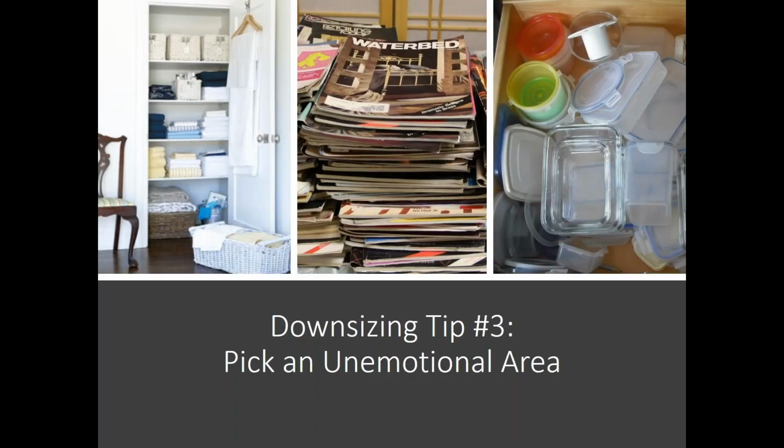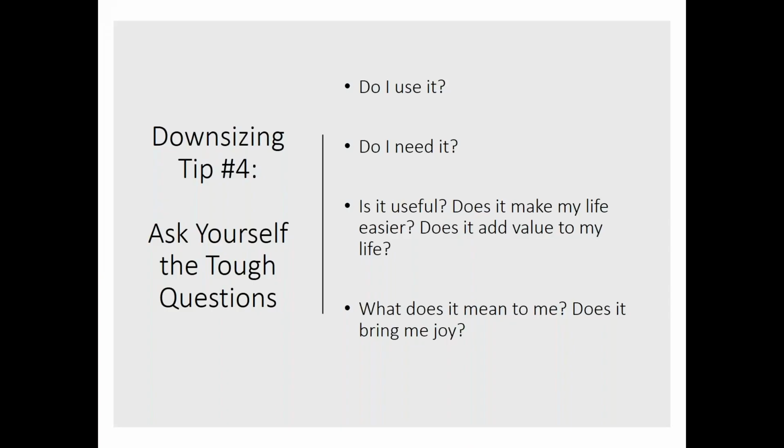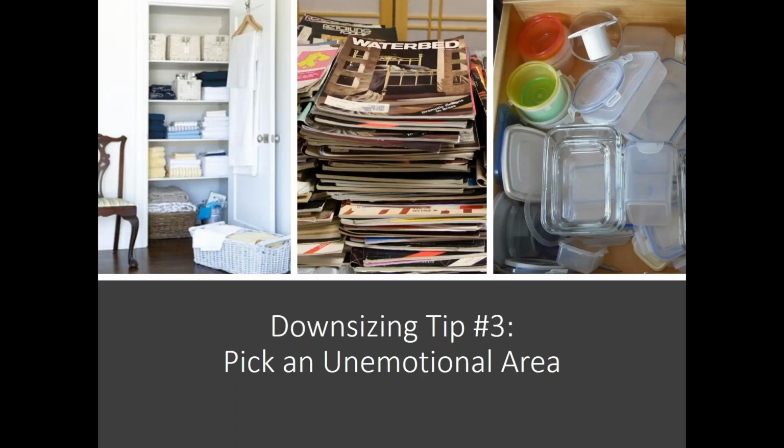Downsizing tip number 3, pick an unemotional area. A linen closet is a great place to start. We all have things in there that just don't fit the bed anymore, or we got rid of that bed, we don't have the twin size beds. So really go through things and get them organized. Magazines, do you see that one? It talks about water beds. That's an oldie.